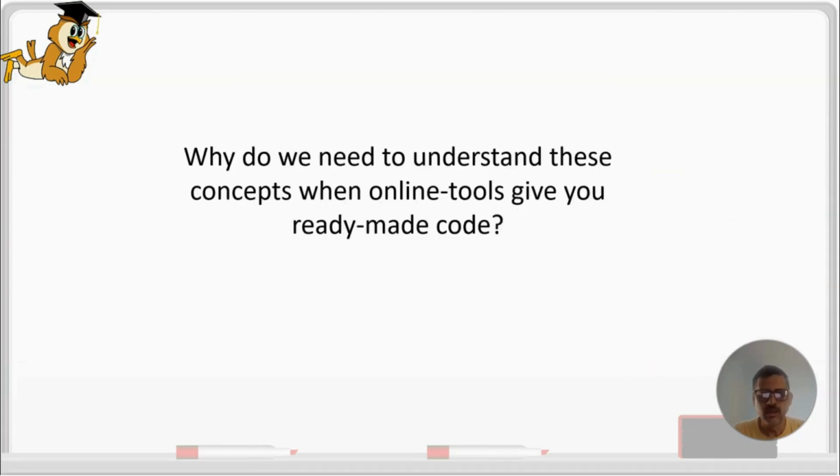One question that is often asked is, why do we need to understand these concepts when online tools give you ready-made code? As an example, why do I need to understand how linear classification works when I can get ready-made code from ChatGPT? Why not just treat linear classification as a black box, and proceed to build a solution around it? This is a valid question. Let's look at an example.